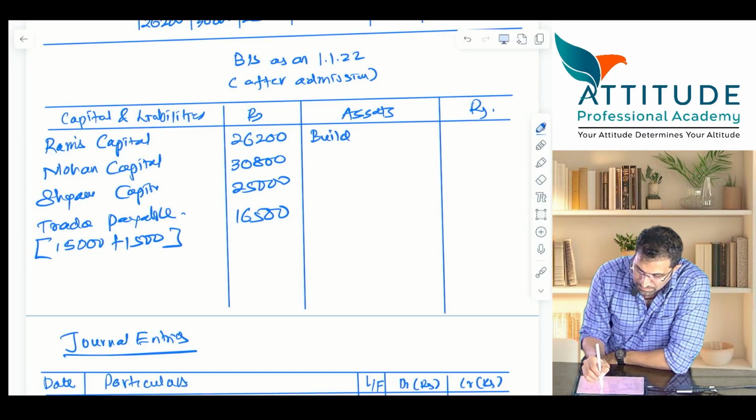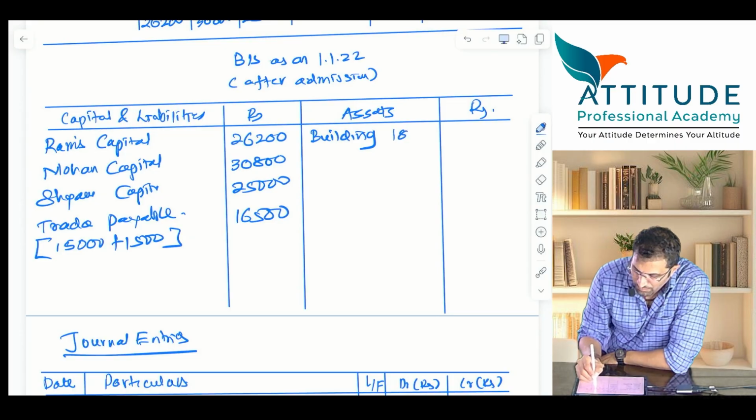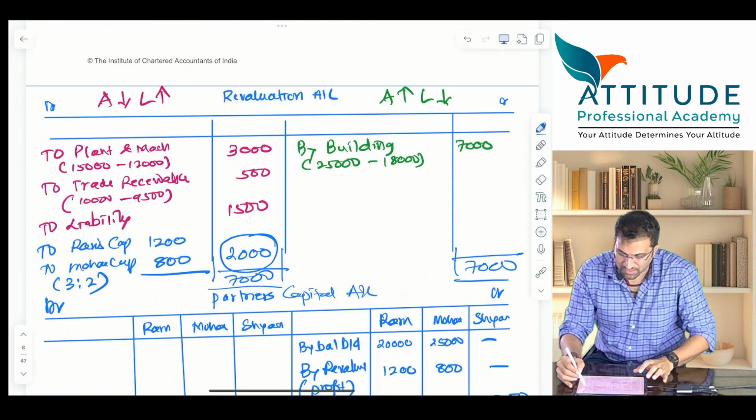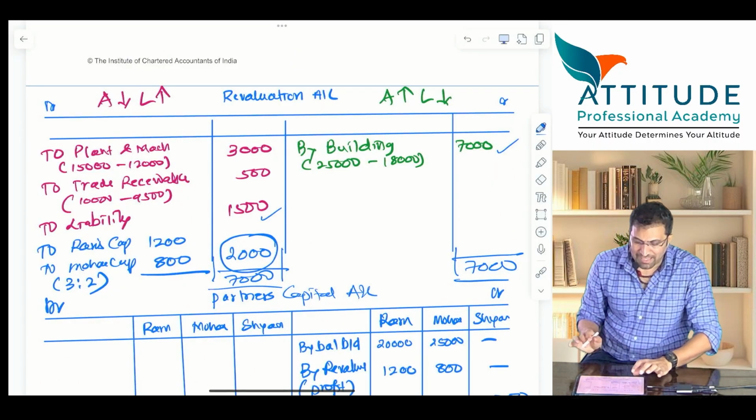Building. Tell me the old building. 18, add appreciation 7, outer column 25. This appreciation is coming here. So 7,000 is ticked, and 1,500 is ticked. Now trade receivable and plant and machinery, take them as they are.